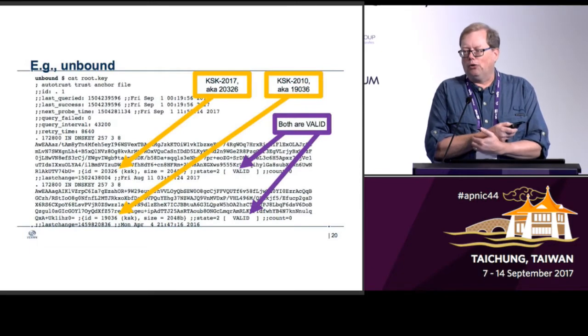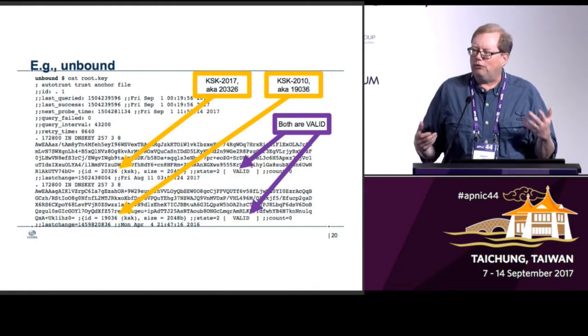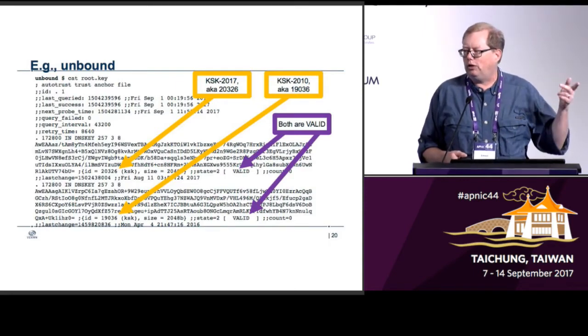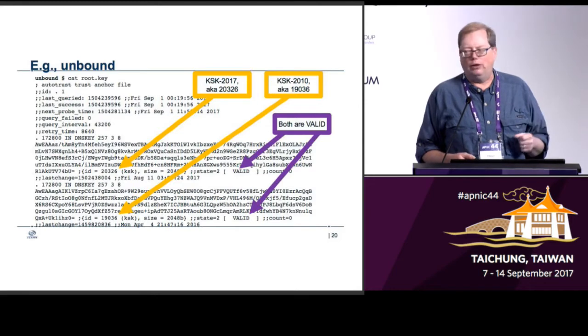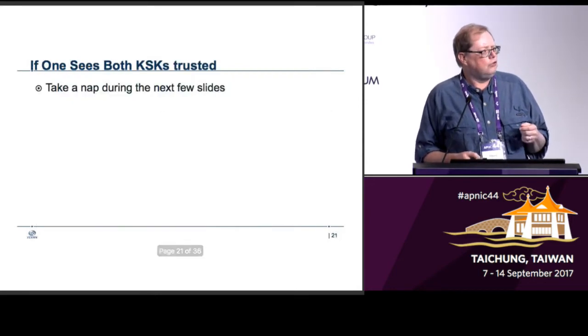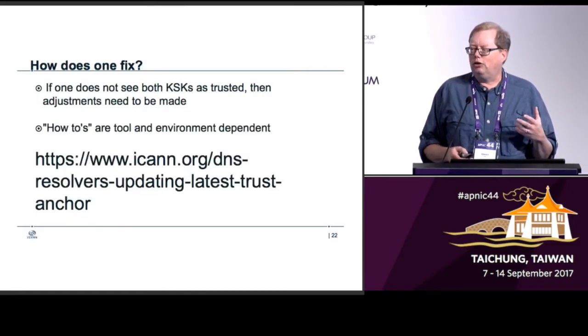In Unbound, another very popular resolver out there, it has a way of managing the keys. If you look at the right file and you know where to look for it, you will see two entries in it showing the new key, the old key, and the word valid in brackets. That's important for this. So if you see both of these, you're fine. If you don't see these, you have to fix something.